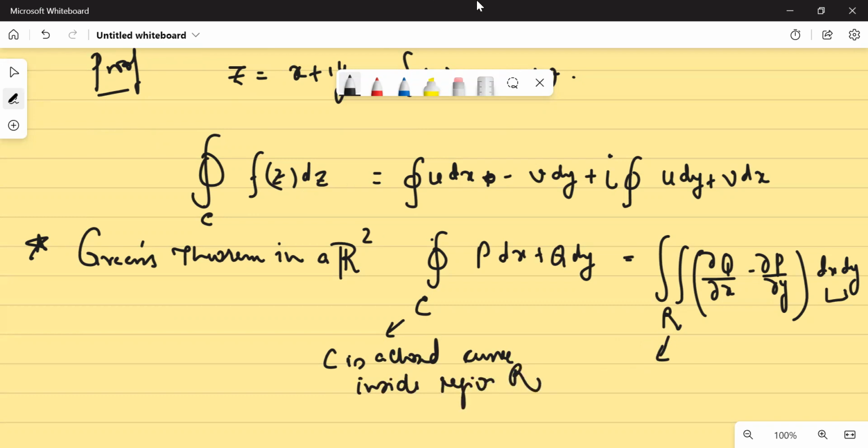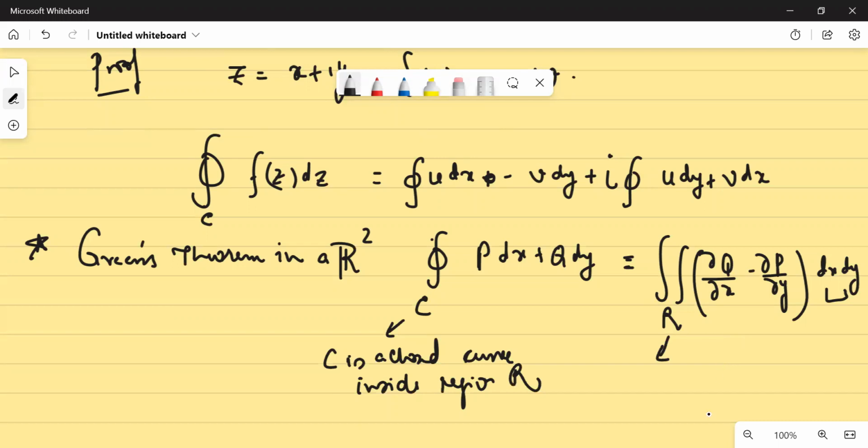Inside region R. Green's theorem says that the integral of P dx plus Q dy is equal to the double integral over region R of del Q over del x minus del P upon del y dx dy. I hope this is clear.